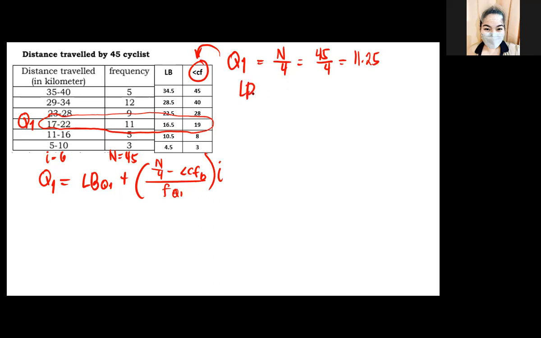So, doon na tayo sa lower boundary. In case of Q1 natin, that is 16.5. Cumulative frequency below is equal to, let's go back here, that is 8. The i is 6. And the frequency of Q1 is 11.